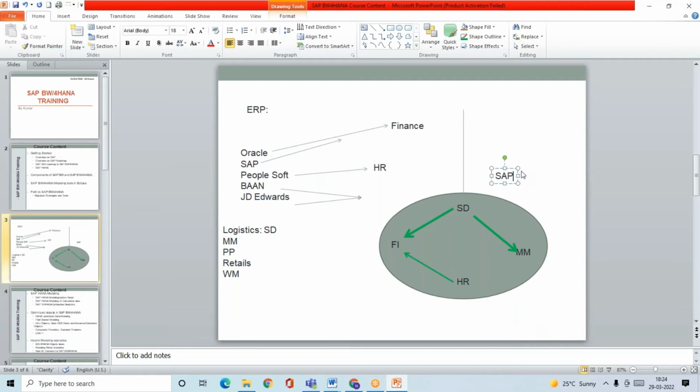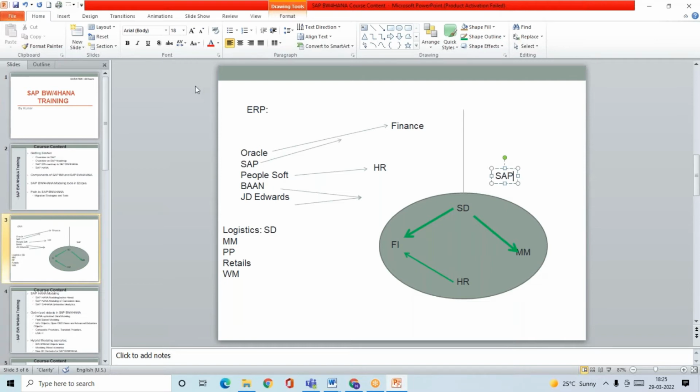Like you have defense. For defense, they have a separate set of applications. For utilities, they have different sectors. For banking, insurance, logistics, they have different industry-wide sectors also. They have provided the software. So that is the one single reason why SAP has become so famous in the market.